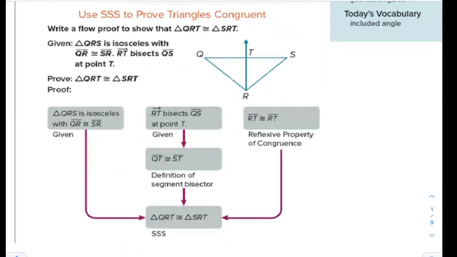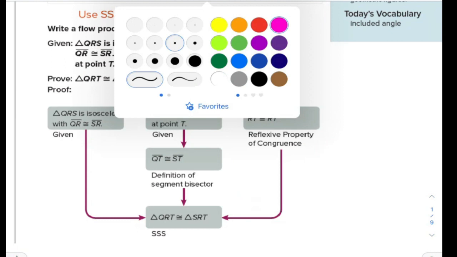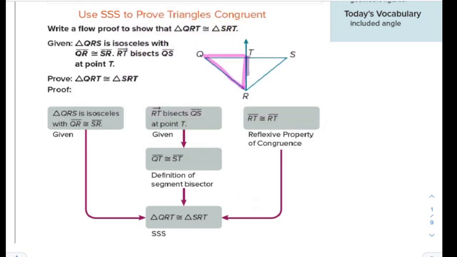We have to prove that, and we will use kinds of proof. We have different setting of proofs. We can prove using flowchart as the one that we have here, or 2-column proof, statement and reason, or paragraph proving. Let's start by this one. Write a flow proof to show that the triangle QRT is congruent to triangle, the second one, SRT.